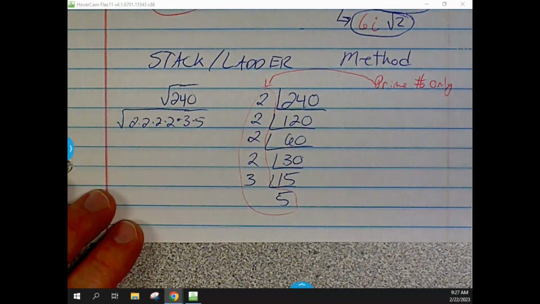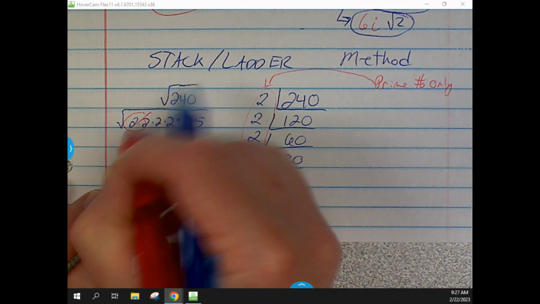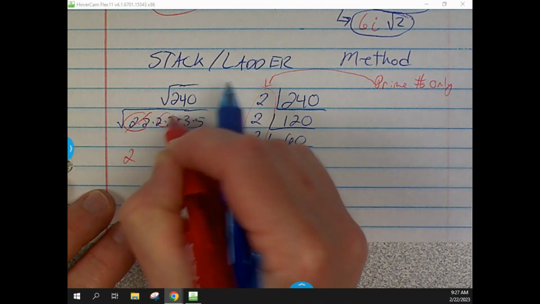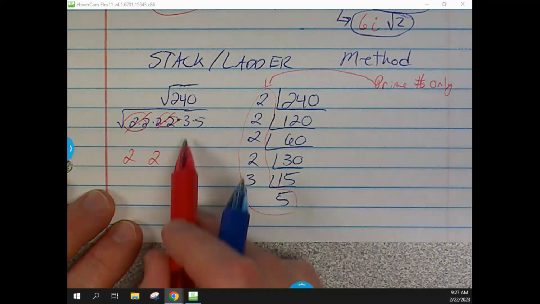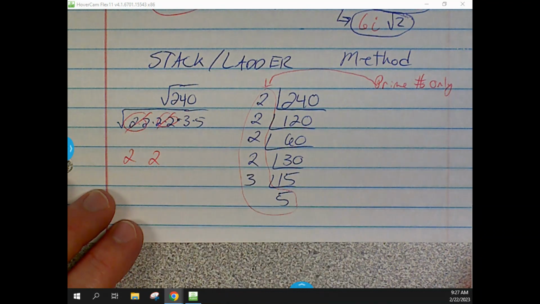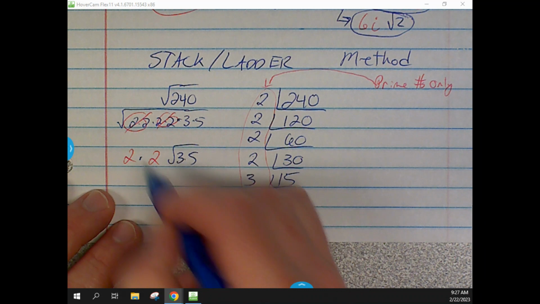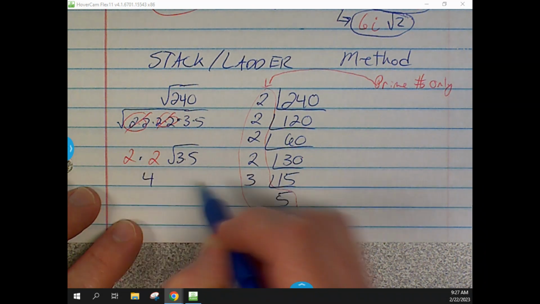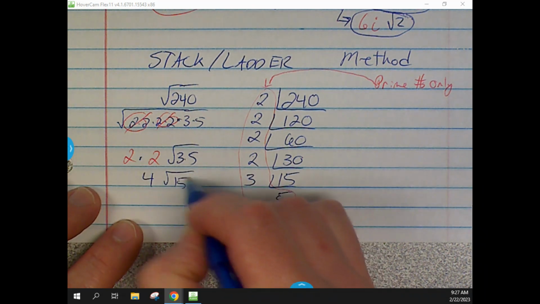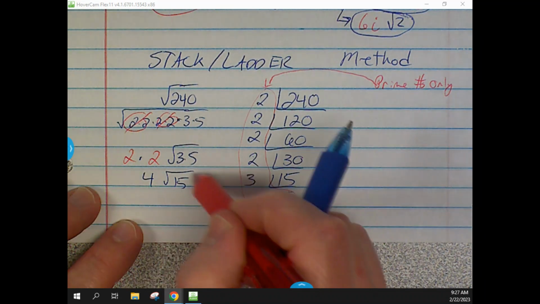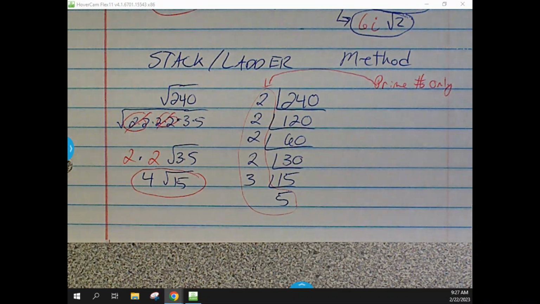And then you can do your exit buddies. That 2 gets out. That 2 gets out. That 3 doesn't have a buddy. That 5 doesn't have a buddy. So they stay on the inside. I know that's sad. 2 times 2 is 4. 3 times 5 is 15. And there's your answer to break down square root of 240. 4 square root of 15.